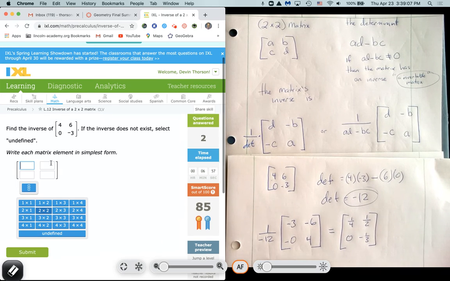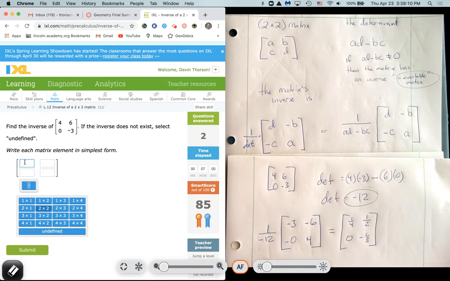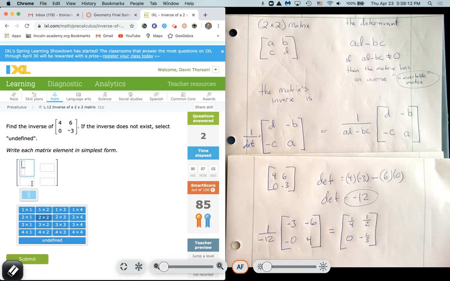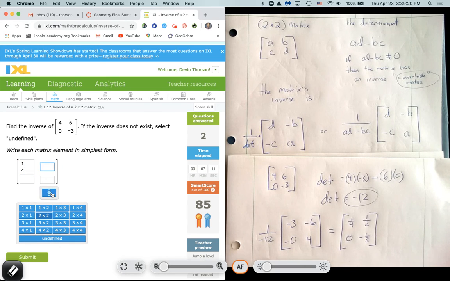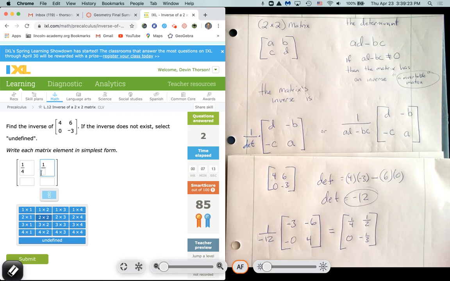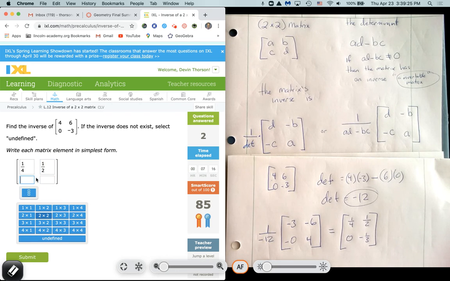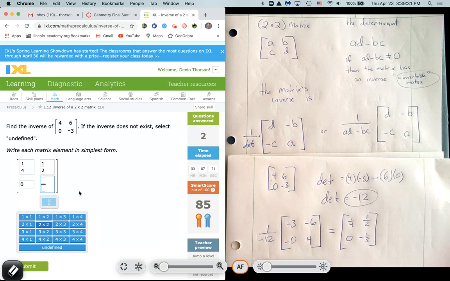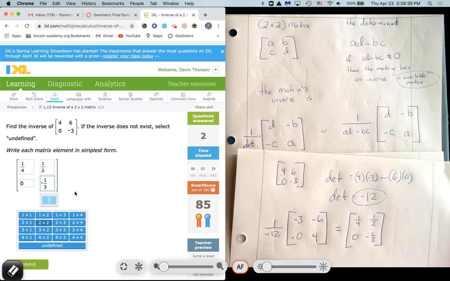So again, I come over here, type in 1/4. So again, I use my fraction key, 1/4. Second term is also a fraction. It's 1/2. Third term is 0, which makes the work a little easier. And the last term is also a fraction of a negative 1/3. So negative 1/3. Make sure I put them all in right. I got the 1/4, the 1/2, the 0, the negative 1/3, and I hit submit.